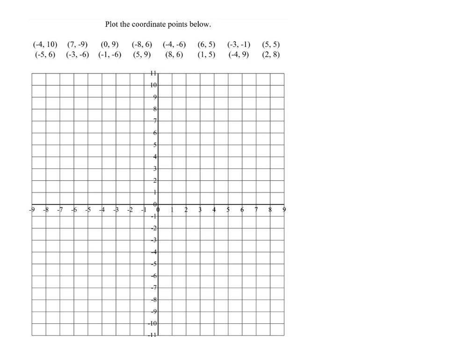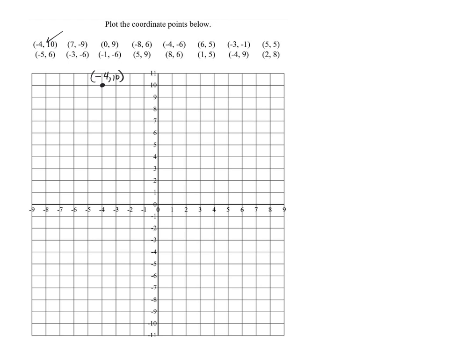So I want to plot -4 and 10. That means starting at the origin, I want to go -4 on the x-axis and +10 in the y direction. So I'm going to plot the point up there, and get into the habit of labeling your point when you plot it. So that point is in what quadrant? Second quadrant.